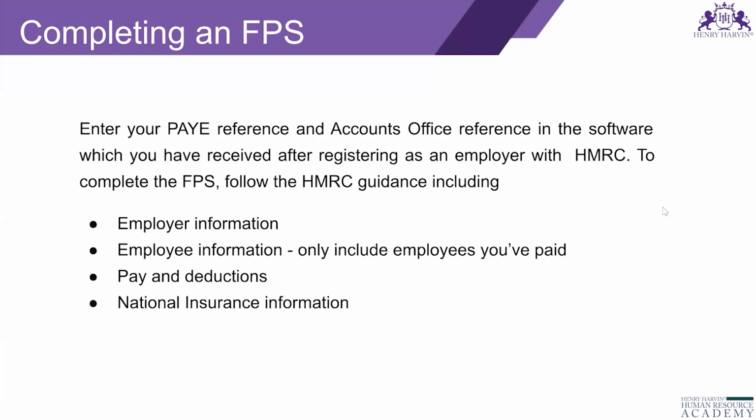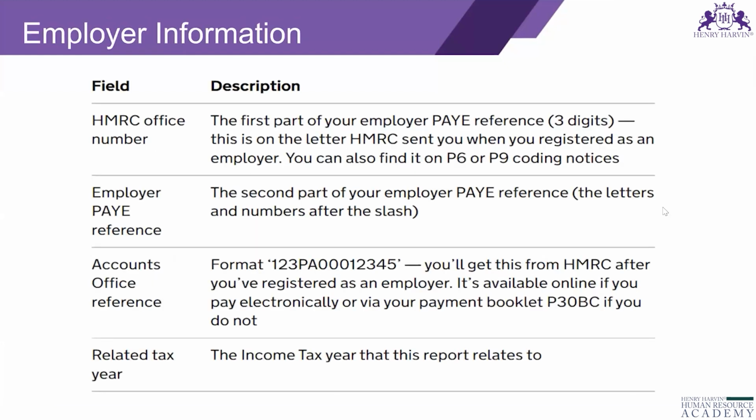Then pay and deductions of the employee, and national insurance information. Okay, so the NIC number is important for an employee. When we start, there will be fields. In the Excel file, when you download the FPS in Excel format for reference, you'll see these fields also, like HMRC office number.